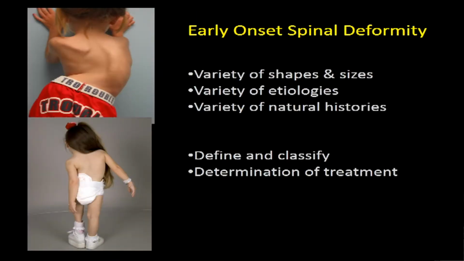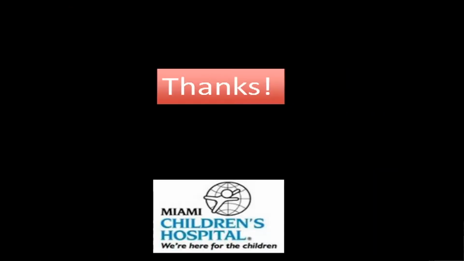So in summary, early onset deformity comes in a variety of shapes and sizes, with a variety of etiologies and a variety of natural histories. We can define and classify, and this may be of some help in determination of treatment.